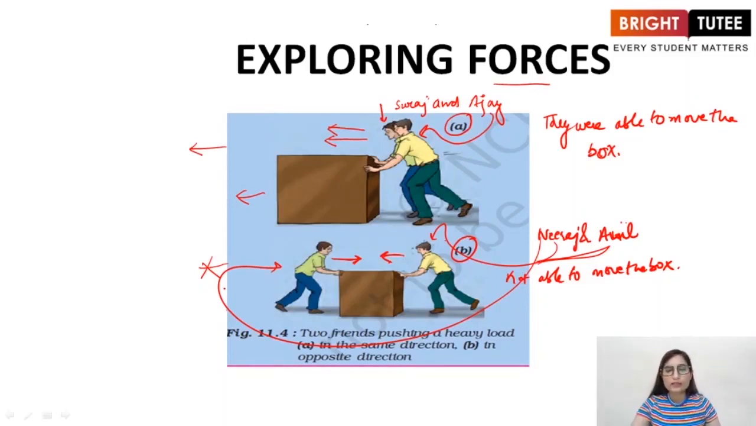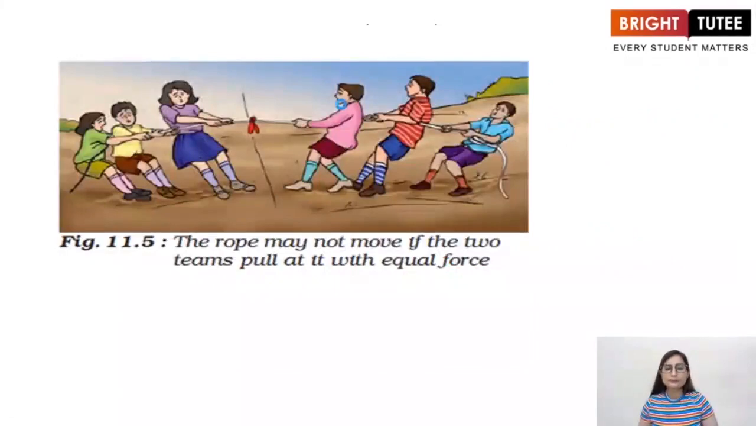So what do we understand? That forces acting in the same direction add up, basically. The two forces which are acting in the same direction, they add up. But when forces are acting opposite to each other, they cancel each other out if the magnitude is the same. Let us see another example.